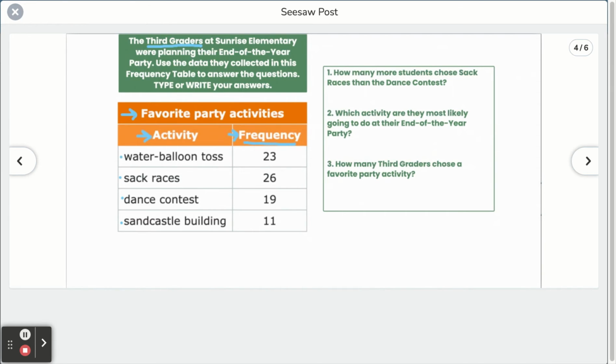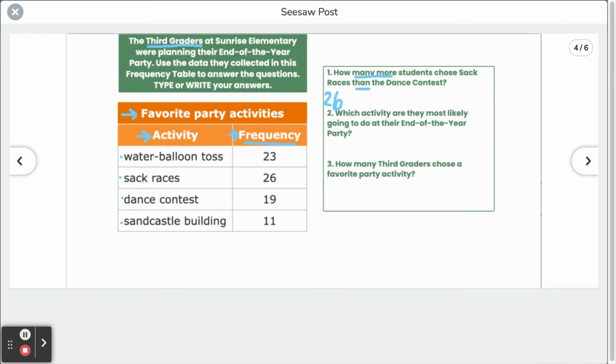Taking a look at the questions, we can see that number 1 is asking how many more students chose sack races than the dance contest. Those are some keywords that are telling us that we are comparing those two categories. So when we take a look at how many students chose sack races, we can see that there are 26.